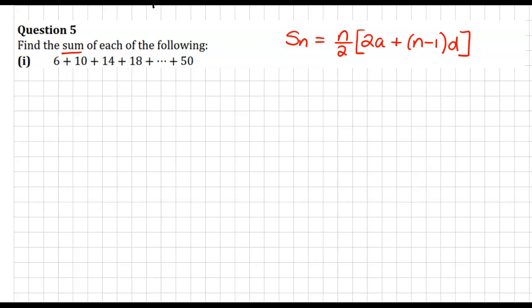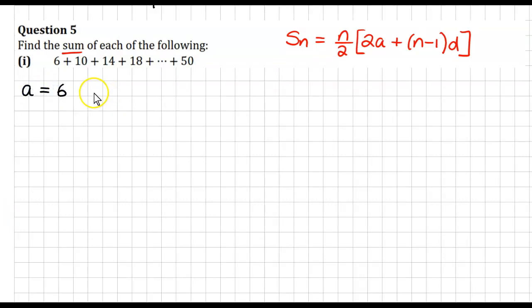Right, so let's have a look then. First of all, I can see straight away that my a is 6 and that my d is 4, because they're increasing by 4. Now my problem is I don't know how many of these terms I need to get as far as 50. So I need to figure out what n is. I don't know what n is, but I do know that the last term equals 50.